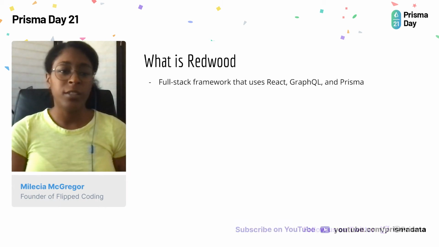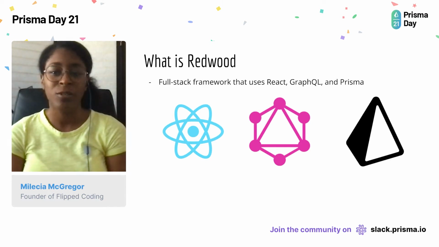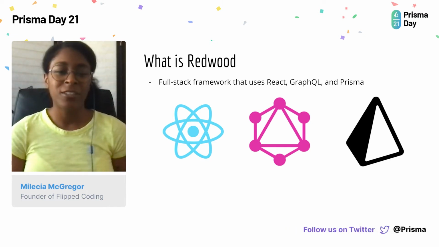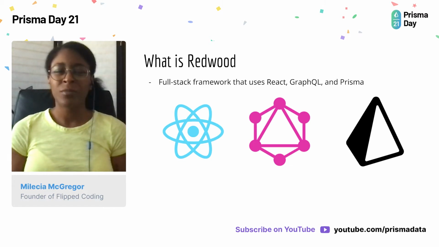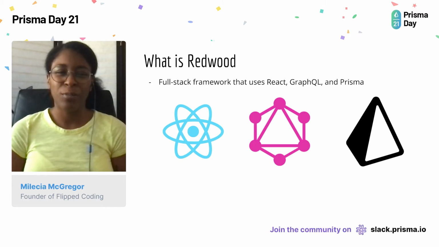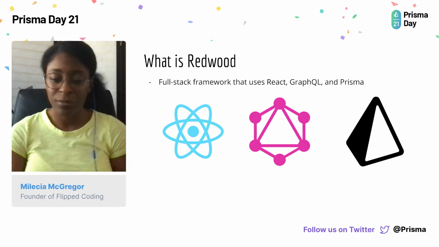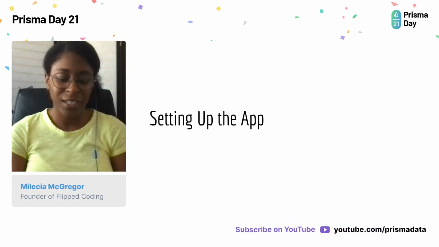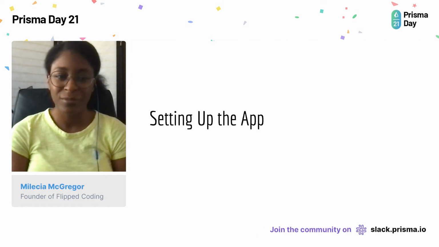Redwood is a full stack framework that uses React for the front end, GraphQL for the back end, and Prisma to handle all of the database needs. Something you'll see throughout this talk is that Redwood has a lot of commands that just do stuff for you. Typically, I don't like black box type framework stuff, but Redwood makes it pretty easy to go in and edit the files however you need. So, with that being said, let's jump into this live code part.